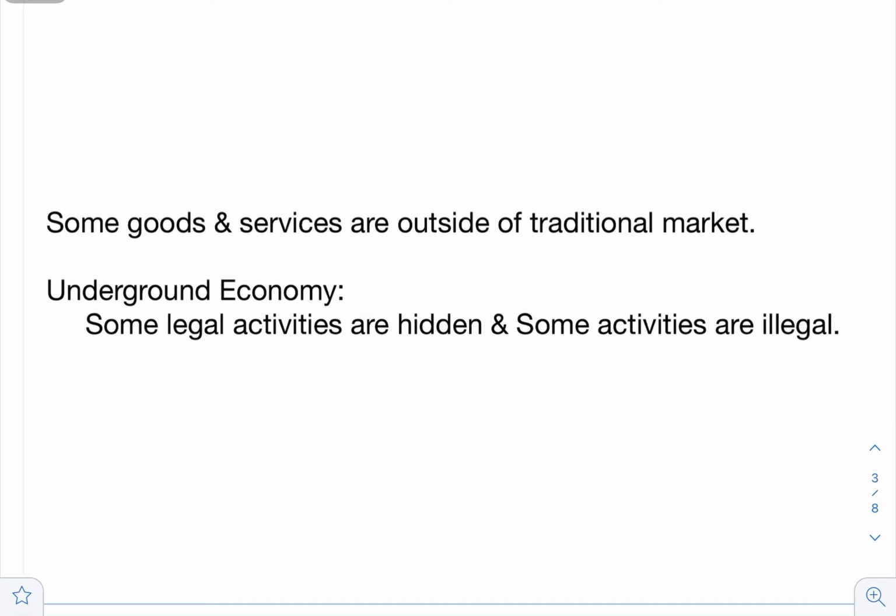The second one, underground economy. Some legal activities are hidden and some activities are illegal. An example of legal activities that are hidden is some people hiding their activities to avoid paying taxes. And an example of activities that are illegal is the drug trade.